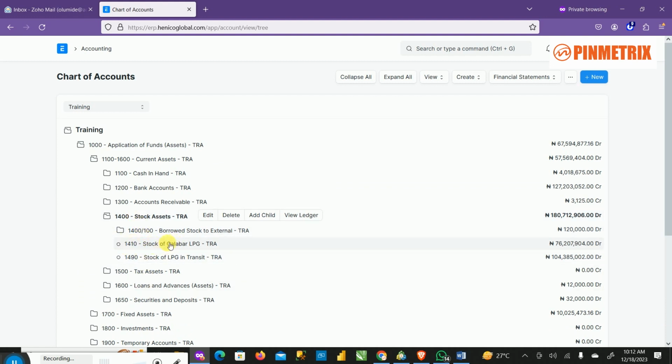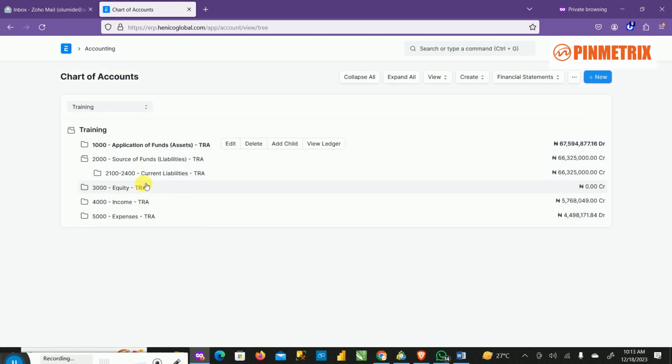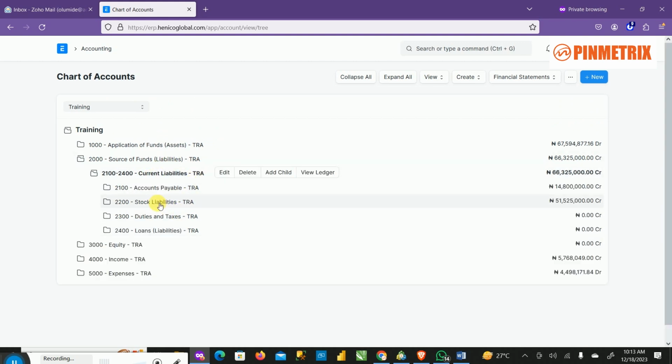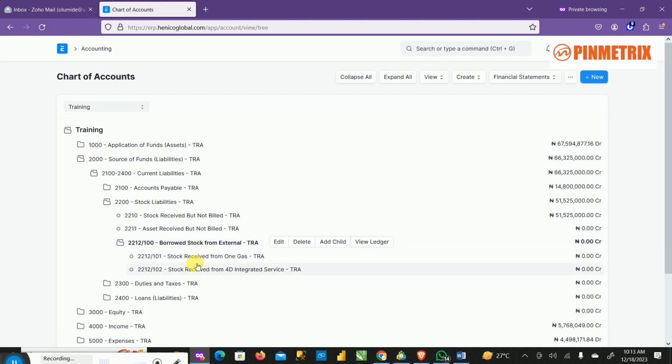So stock of Calabar LPG is going to be debited when we receive the stock. That is when we collect the stock from our external parties. Now, let's look at the other account, which is your liability account. As at this point, you can see it is stock received from somewhere.